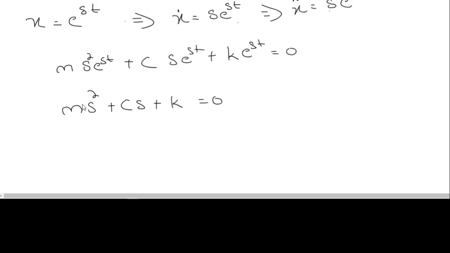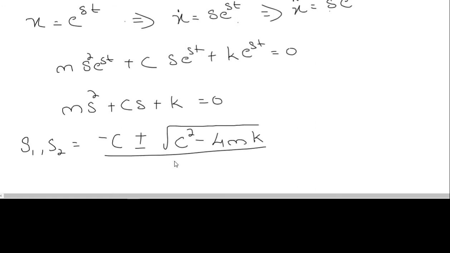So using the quadratic formula, we will get two values for s, s1 s2, equal to minus b plus or minus root of b square minus 4ac over 2a. So that will be, b is c here. So minus c plus or minus root of c square minus 4ac, where a is m here and c is k. Minus 4 m k divided by 2 times m, that is 2 times a.